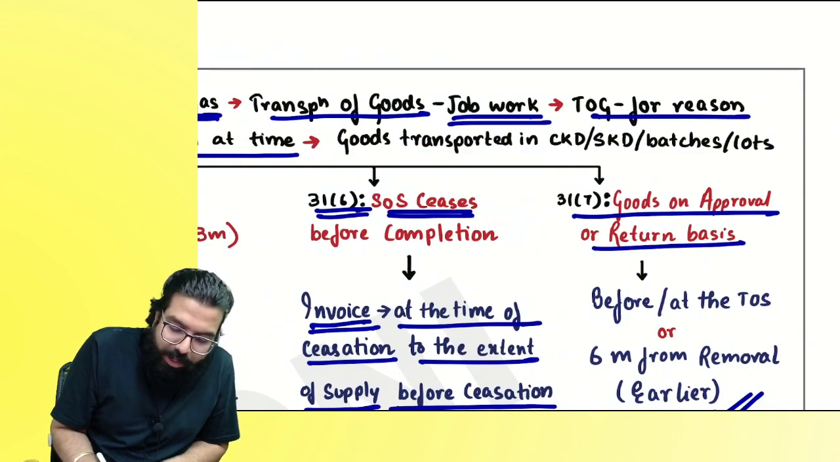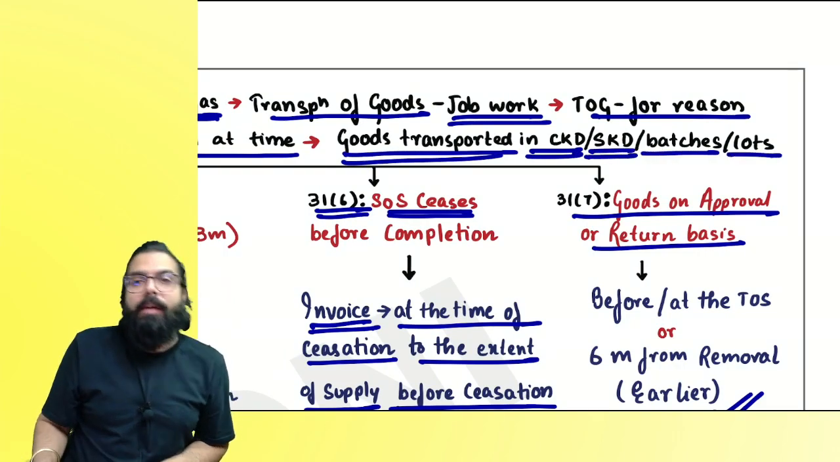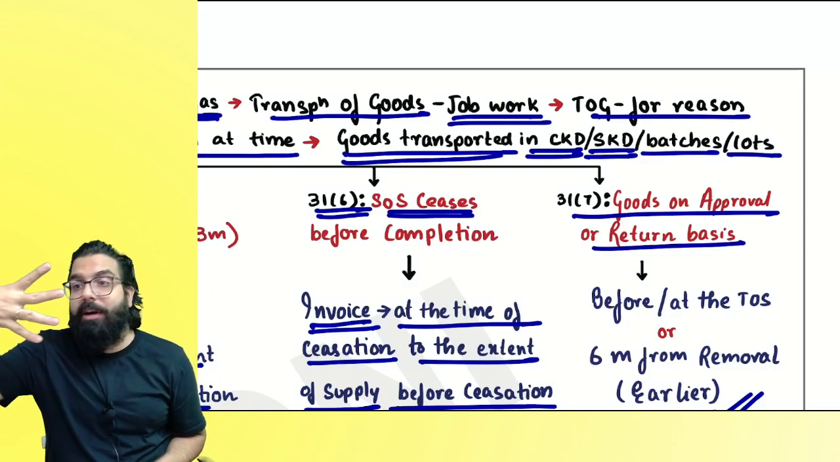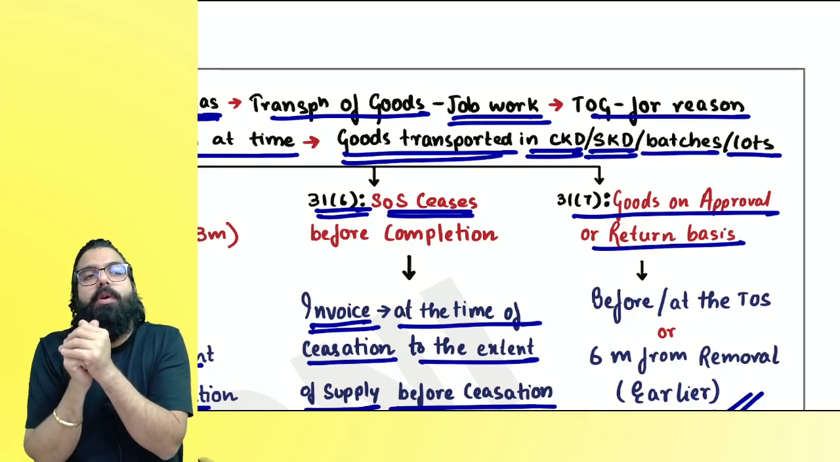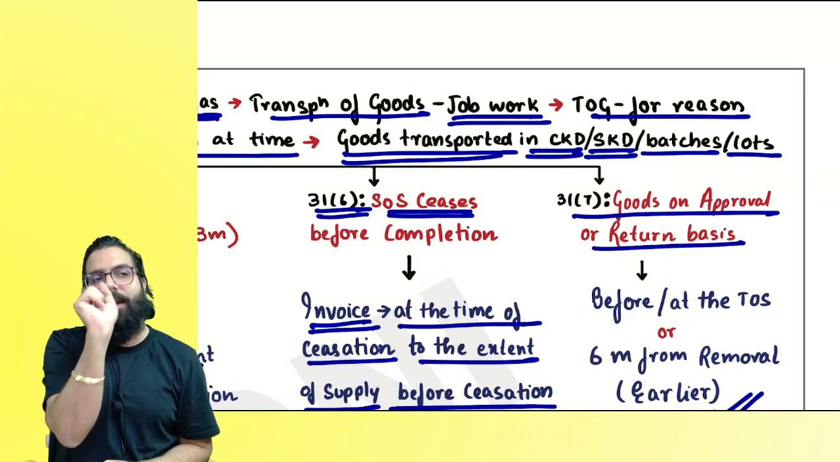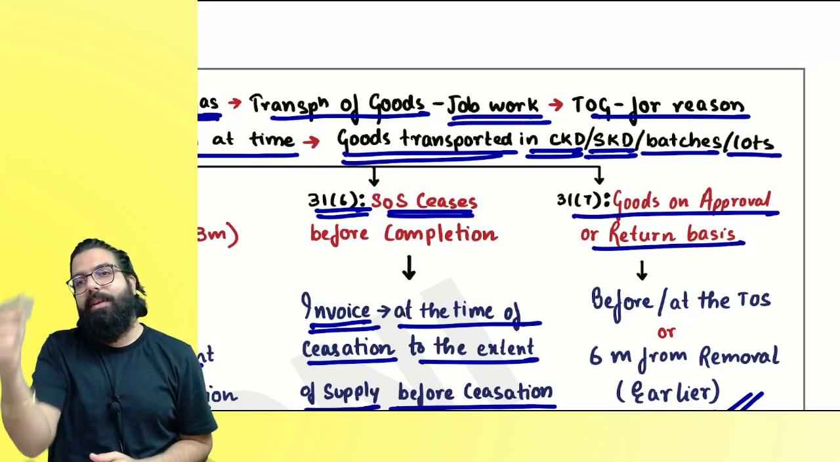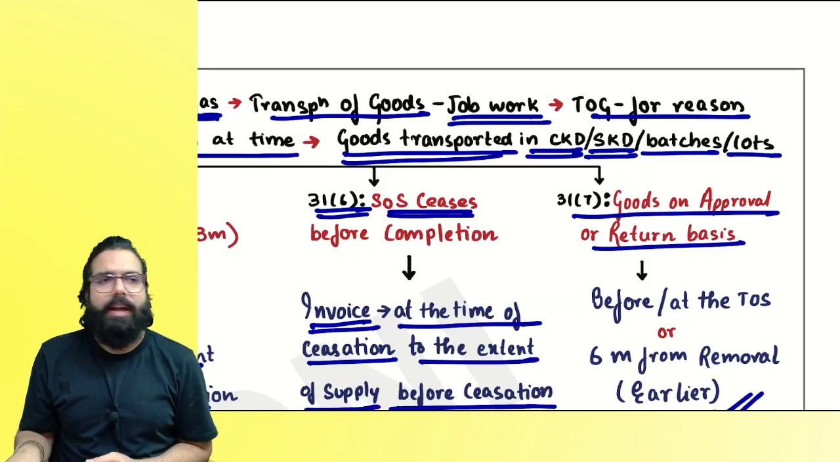Also, when goods are transported in complete knockdown, semi knockdown, batches or lots, you will issue one invoice, but the goods are going in 4-5 trucks. So what will you do? When moving the trucks, you will need a delivery challan. The first truck can move along with the invoice, but other trucks will need a delivery challan and also a certified copy of the invoice. Right, everyone?